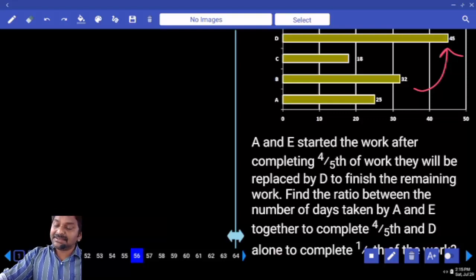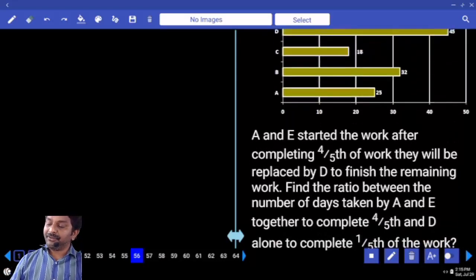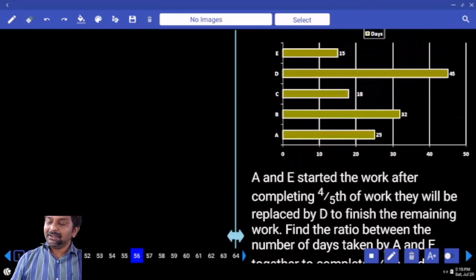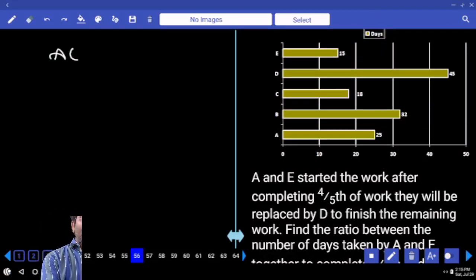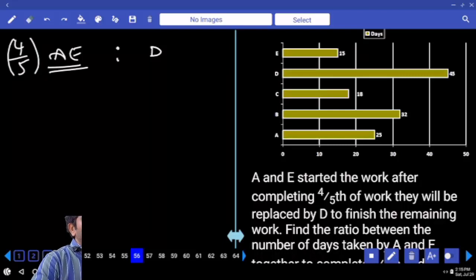A and E started working together after completing 4/5 of the work. They will be replaced by D to finish the remaining work. Find the ratio between the number of days taken by AE together to complete 4/5 and D alone to complete 1/5 of the work. Okay. Now the question is about AE together and then D, and we were asked to calculate the ratio, correct? But the thing is, AE needs to complete only 4/5 of the work. How much is remaining? That should be done by D only.